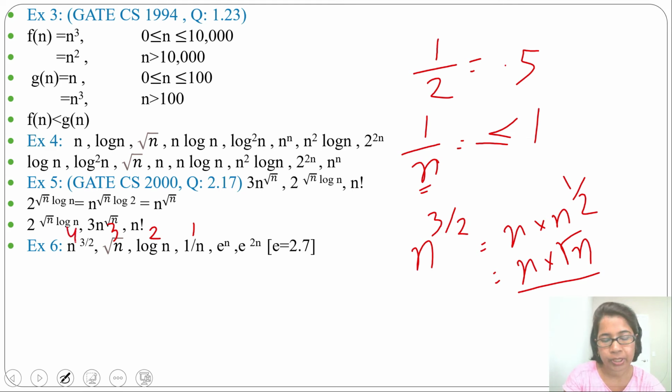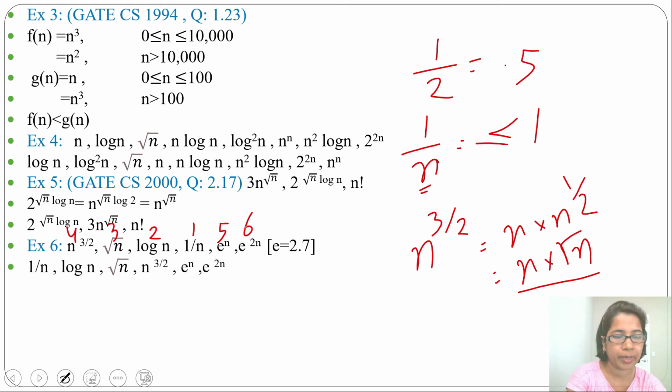Next, two functions are given. One is e power n, another is e power 2n. Both are exponential. E value is 2.7. So this is 2.7 power n, and 2.7 power 2n. So this will be 5 and this will be 6. Let me check the answer. So first should be 1 by n, correct. Second should be log n, correct. Next, third should be root n. Fourth should be n power 3 by 2. Fifth should be e power n. Sixth should be e power 2n.